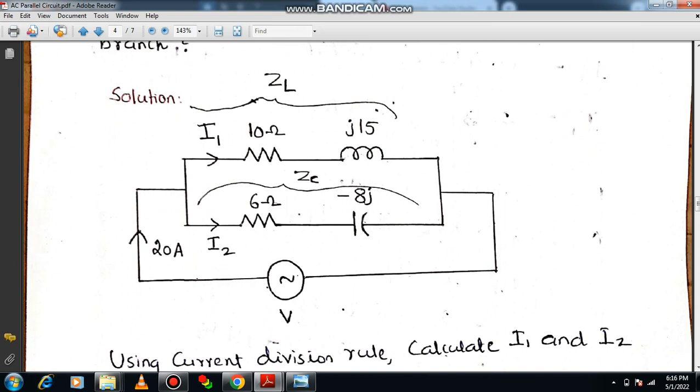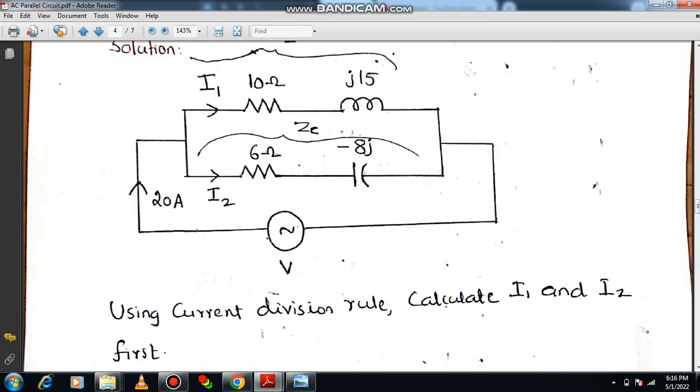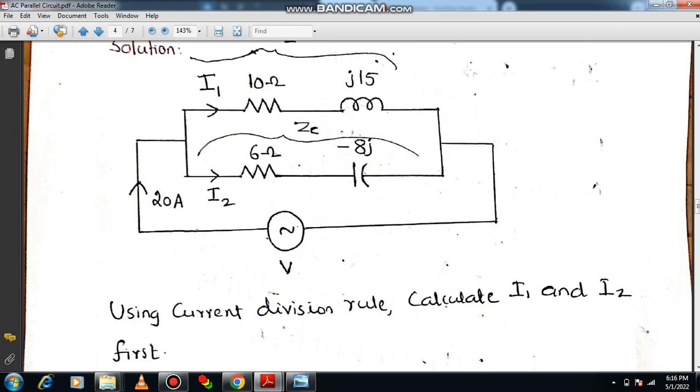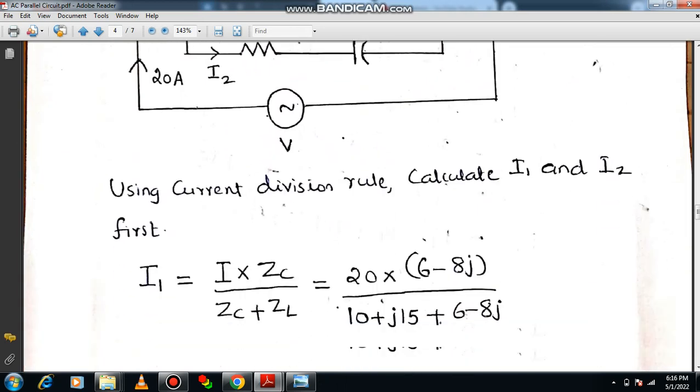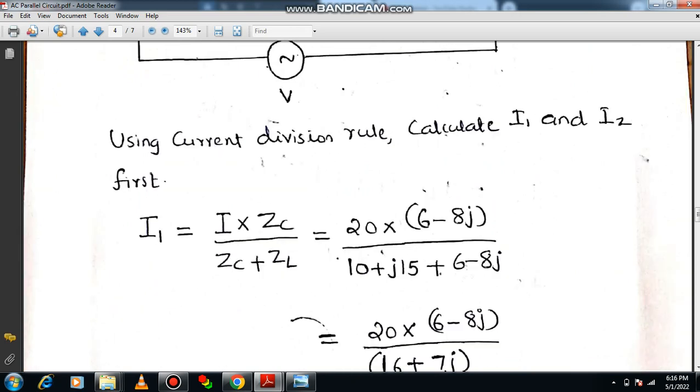First of all, what you are supposed to do is, by using current division formula, you have to compute I1 and I2 respectively. So first let us compute I1. How to calculate I1? Can you apply current division rule? Total current is given, impedance of the opposite branch is also given. Please apply current division rule. How to apply? So I am going to write current division rule: I into ZC, that means opposite branch, divided by total impedance, that is ZC plus ZL.